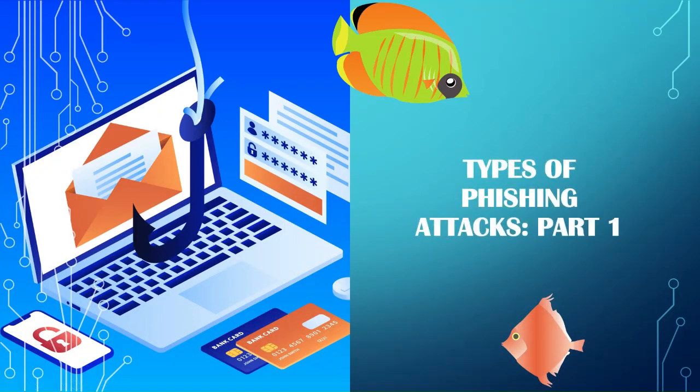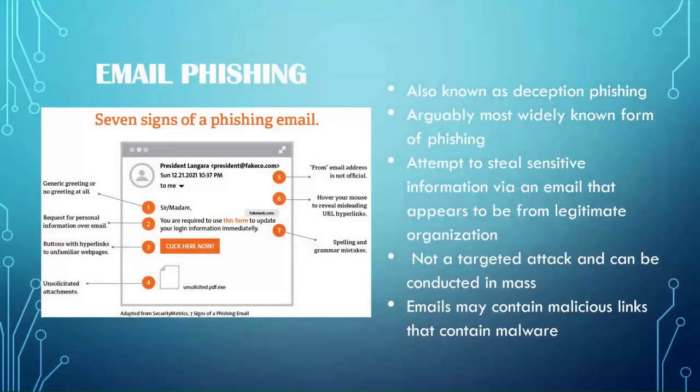Now we're going to go over the different types of phishing attacks. The first type, and the most well-known, is an email phishing attack, also known as a deception phishing attack. It's an attempt to steal sensitive information via email that appears to come from a legit company or organization.